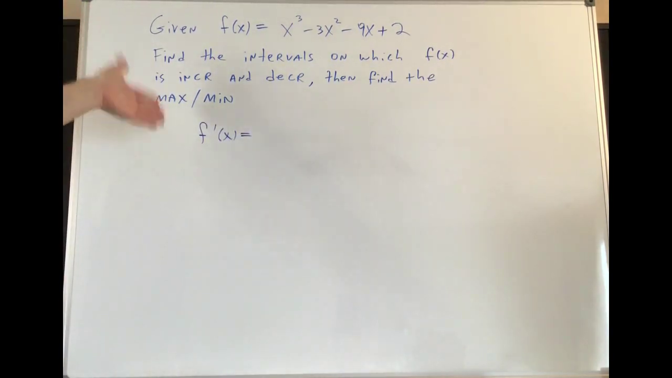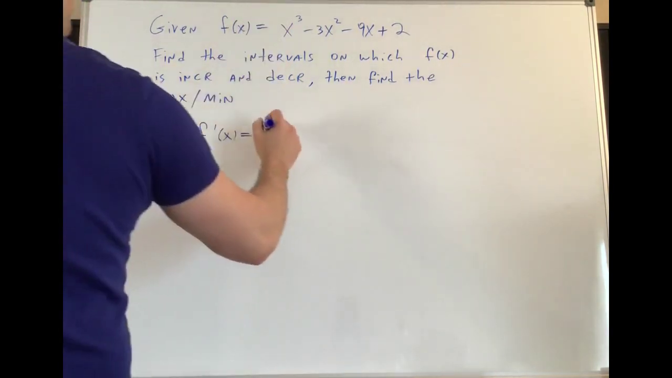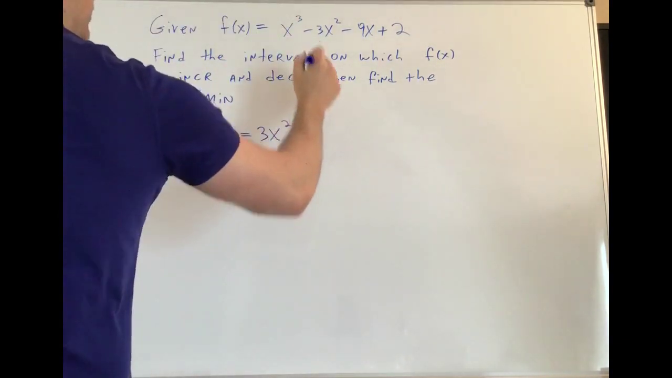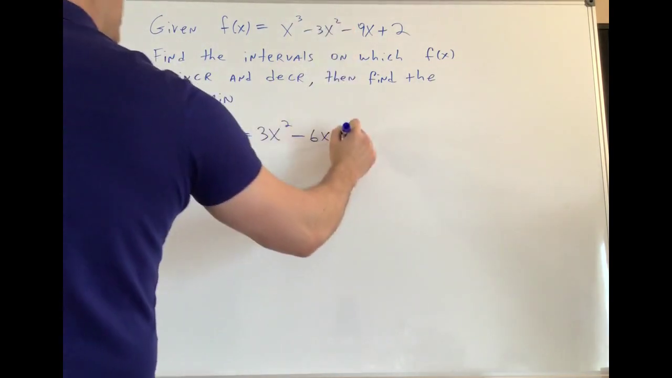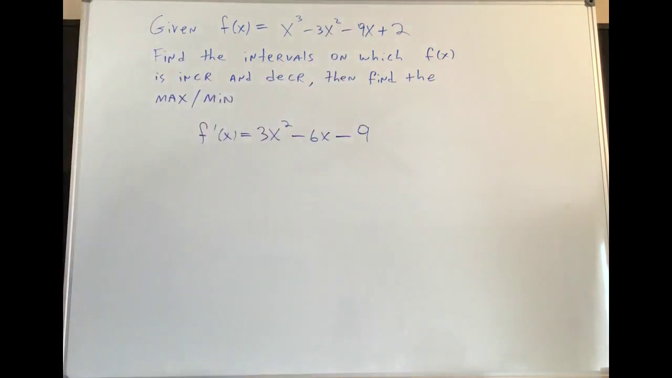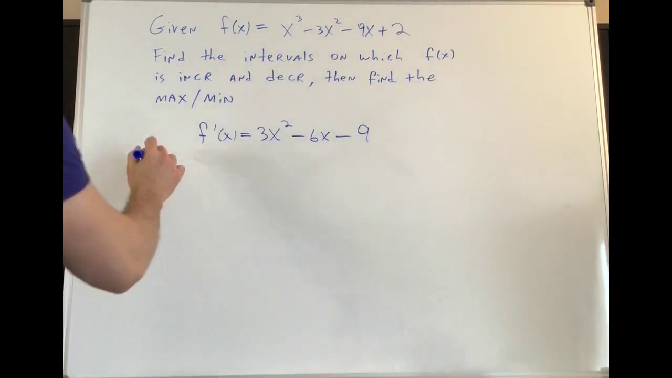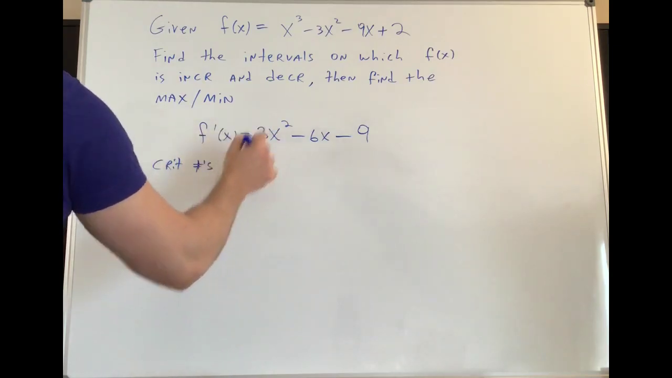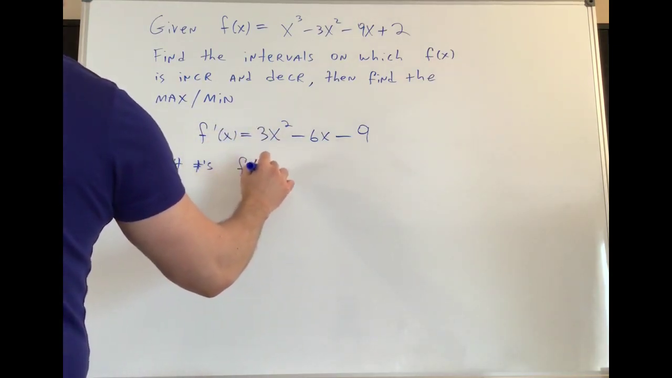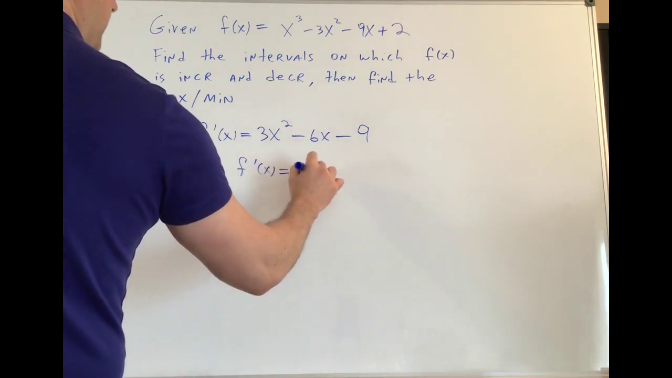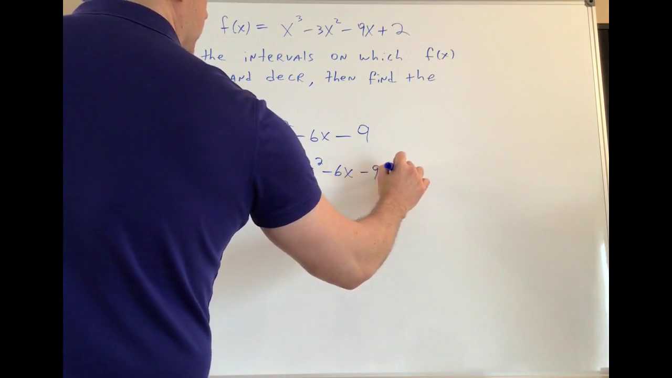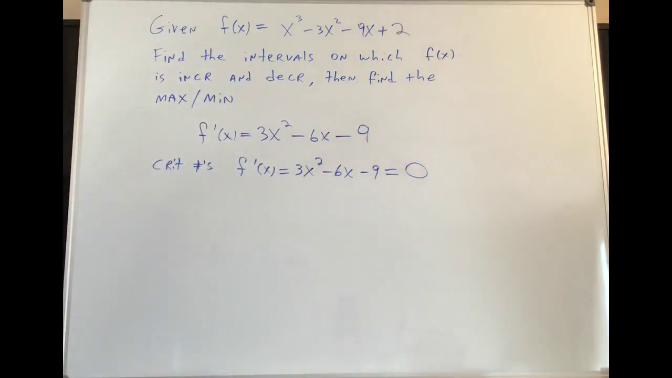Everything in this class is based off the derivative, so you have to take the derivative. So 3x squared, multiply, subtract, minus 6x minus 9. Now what am I supposed to do with that? Well, you have to find your critical numbers. I have to set this equal to 0. And I'm going to do it with you. No pausing. Set it equal to 0.